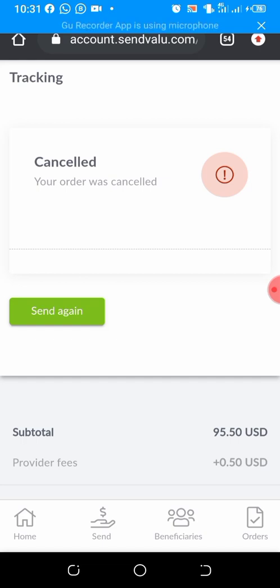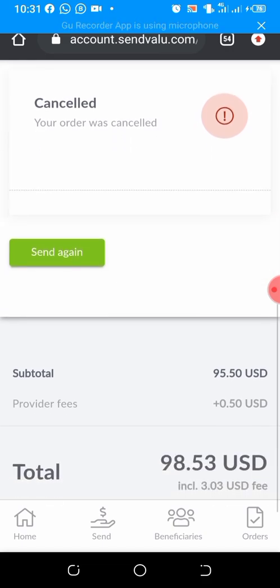But the most important thing is when you're sending a message to Sendvalu, make sure you write your transaction ID number. It's very key. It's very, very important. So that is what I thought to bring to you. To all my students who have the same issues with Sendvalu, please follow this format, and I'm sure you're going to get your refund back.